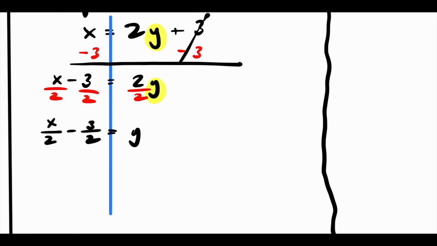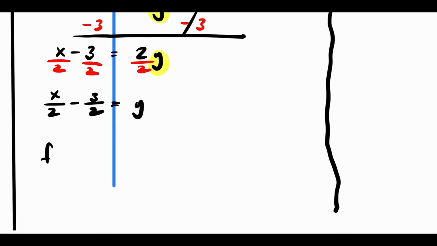Okay. Last step, replace y with the inverse tag. So instead of y, I'm going to flip them too. I'm going to give it this guy here. That means I'm done. This is the inverse. And what is it going to be? It's going to be x divided by 2 minus 3 over 2.